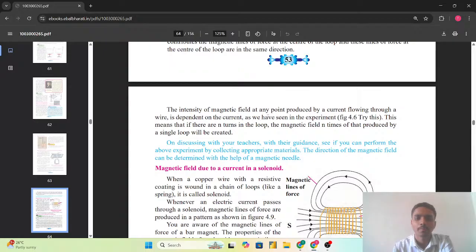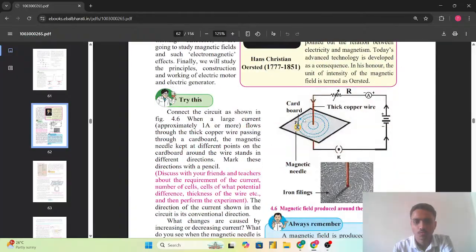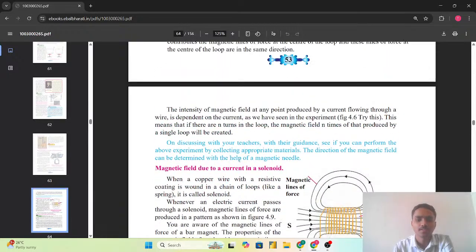The intensity of the magnetic field at any point produced by a current flowing through a wire is dependent on the current, as we have seen in experiment 4.6. Try this. The experiment 4.6 which we have seen here basically states that the intensity of the magnetic field depends on the number of turns. This means that if there are n turns in the loop, a magnetic field n times that produced by a single loop will be created.